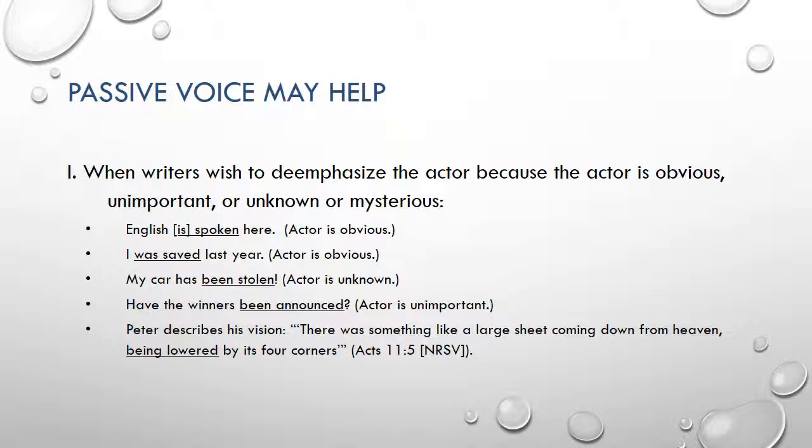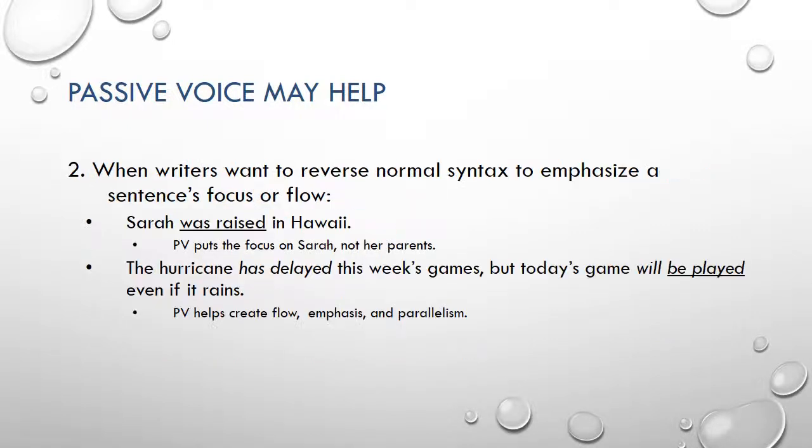Or another example, Peter describes his vision. There is something like a large sheet coming down from heaven, being lowered by its four corners. And here the passive voice is used because the agent, the person who is lowering something from heaven, is mysterious, and it protects probably the secret agency of the Holy Spirit, God working on earth.